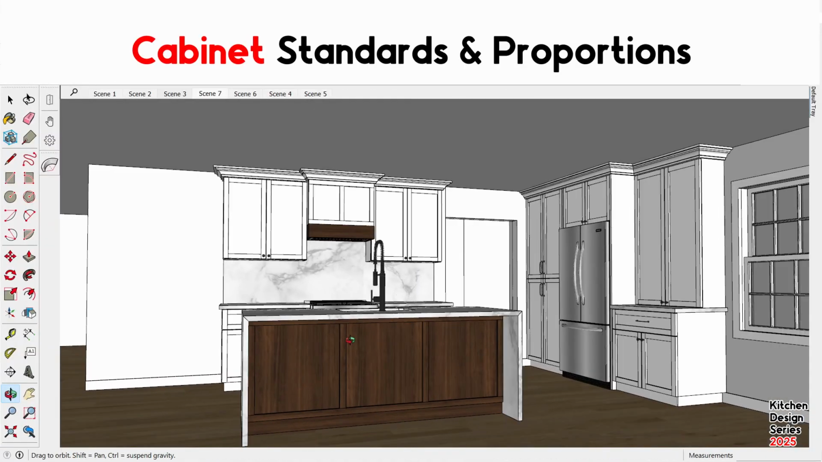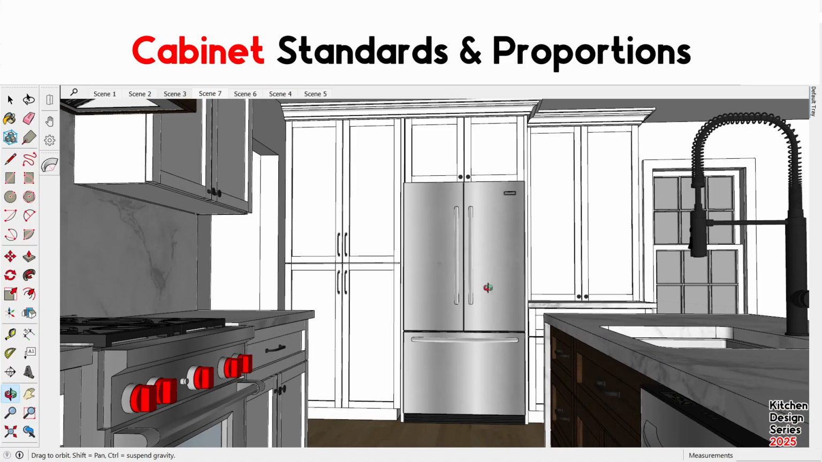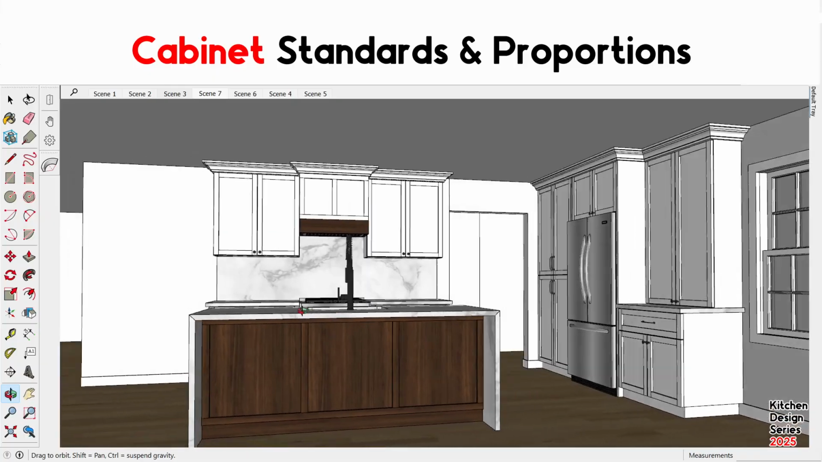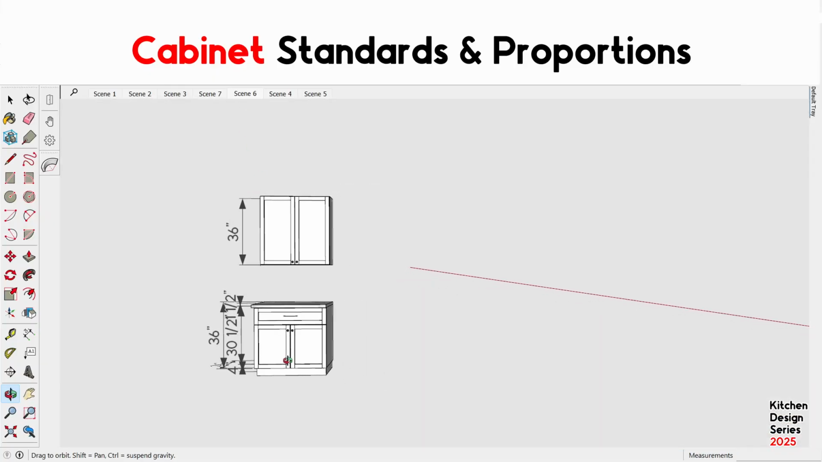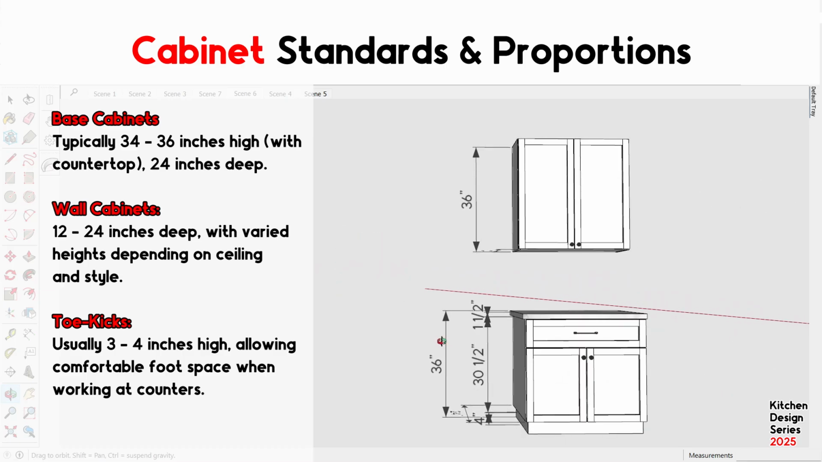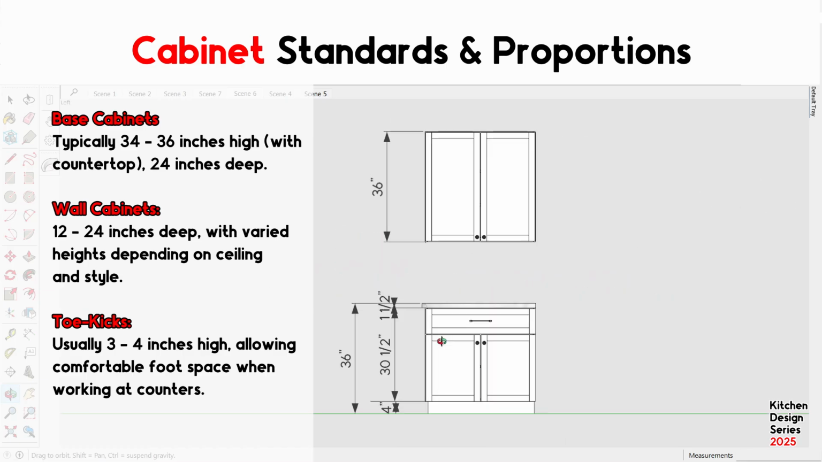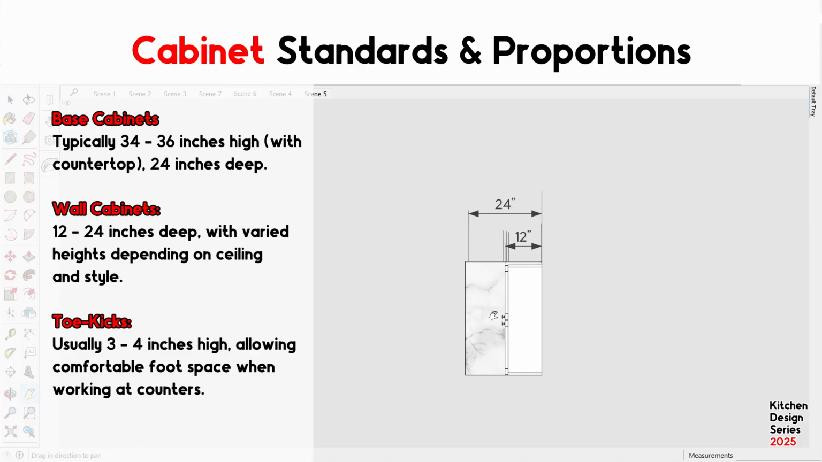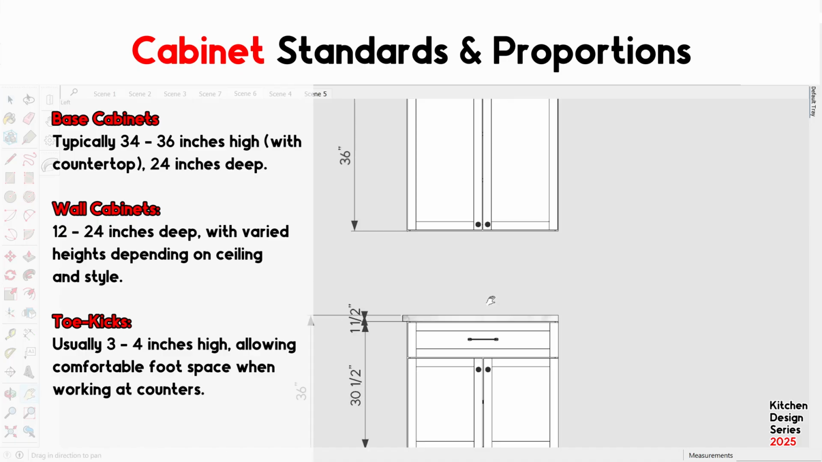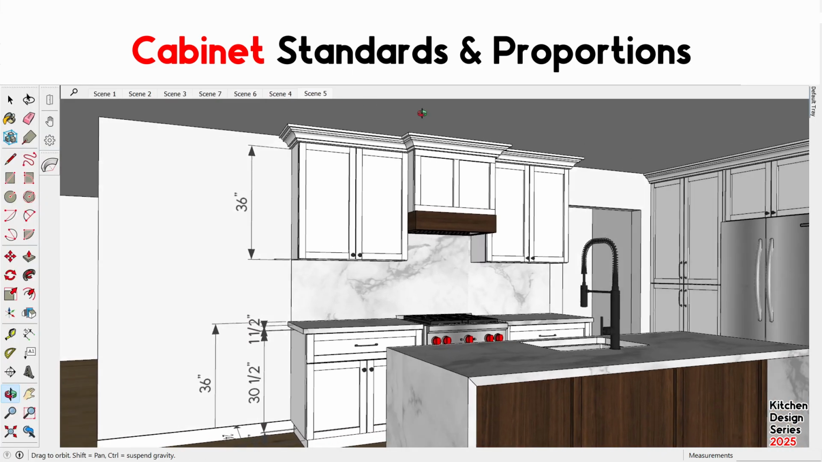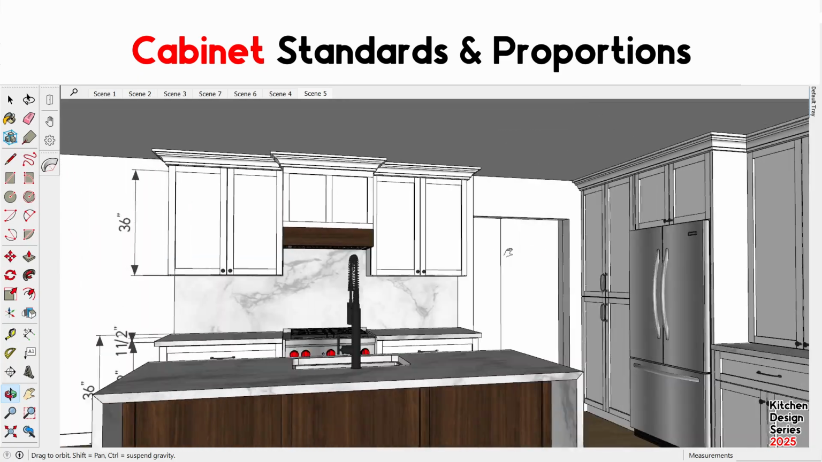Designing cabinets with SketchUp can be fun, but it's good we use proper sizing and ensure that the cabinets are functional and comfortable. So knowing the standards and proportions of cabinets is quite important. For the base cabinet, it's typical to use 34 to 36 inches in height with the countertop inclusive and 24 inches for the depth. For the wall cabinet, the depth can range from 12 to 24 inches, and the height varies depending on our ceiling height and style. The standard height for a wall cabinet, unless it's custom-made, usually ranges from 24 to 42 inches. We also have the toe kick, which usually ranges from 3 to 4 inches high, allowing comfortable foot space when we're working on our countertops.